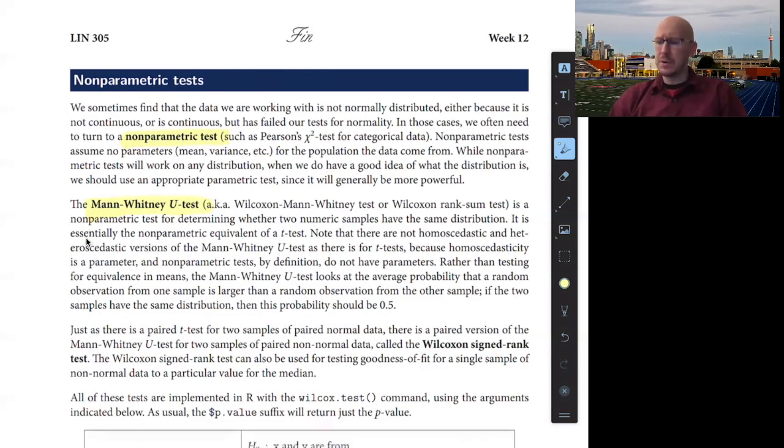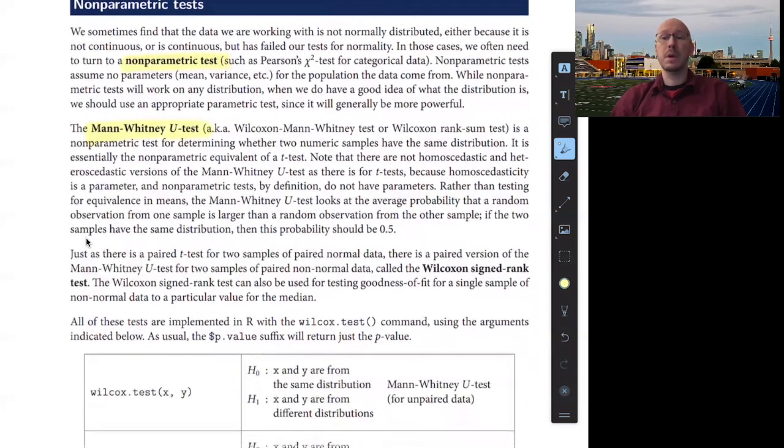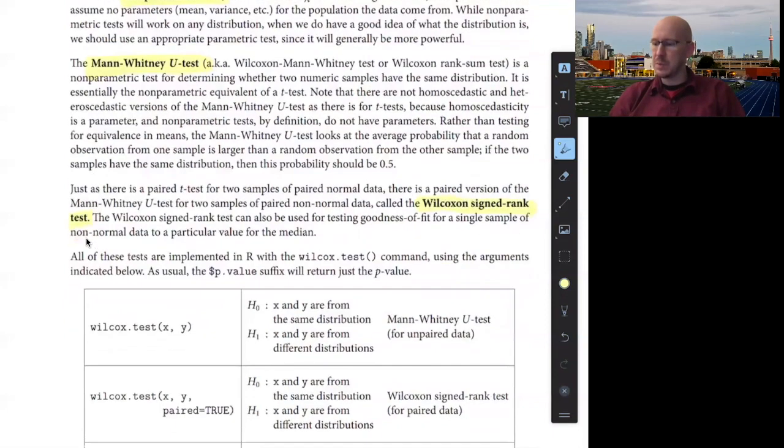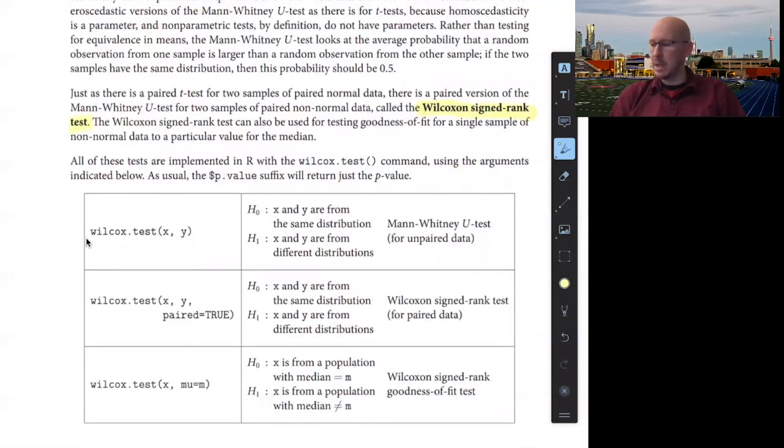And if your data are paired, when it was normally distributed, we would use a paired t-test. There's a paired version of the Mann-Whitney U-test called the Wilcoxon signed rank test. And this can also be used for testing goodness of fit if you have a single sample. So to summarize, all of these are implemented in R with the wilcox.test command. And so we've got three versions of these.